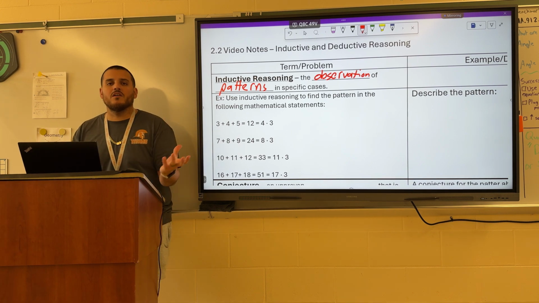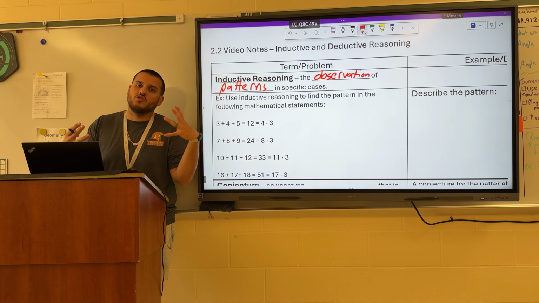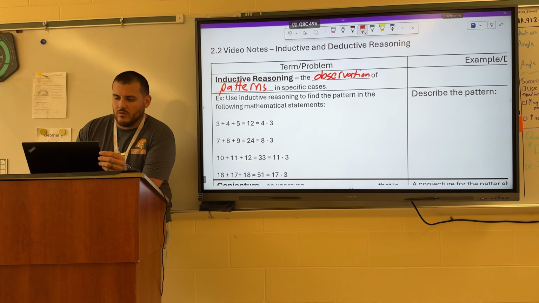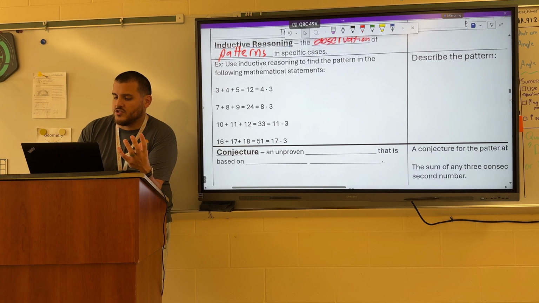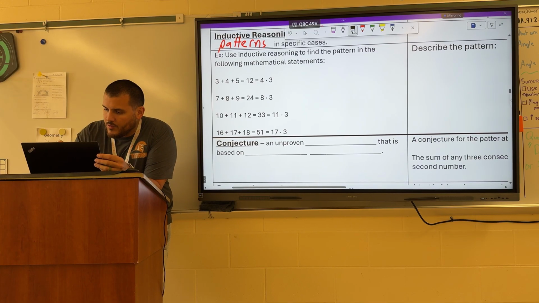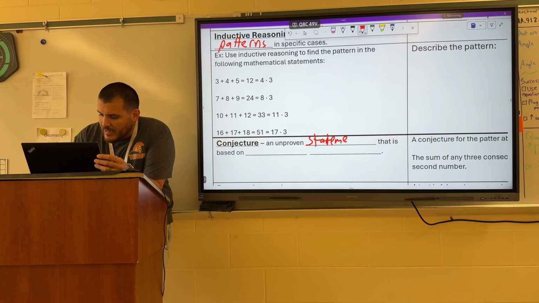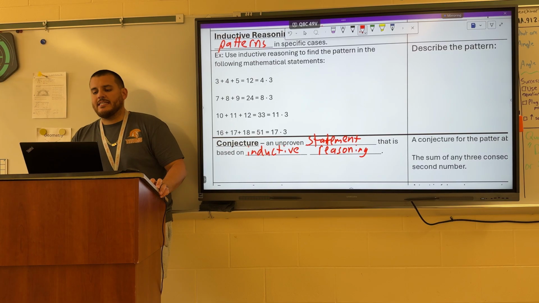After we've recognized all these patterns, we can put them all together in one statement that we believe to be true for the statements that are given to us. Okay? Notice I said we believe to be. We don't know for sure that it's true until we get to something a little later on. So a conjecture is an unproven statement that is based on your inductive reasoning. I apologize for my handwriting as we go here. Again, a conjecture is an unproven statement that is based on inductive reasoning.